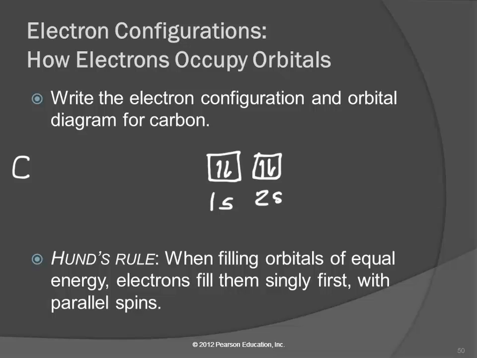And the next one was the 2p. But there were 3 orbitals, and so we draw 3 boxes. This is 2p. There's 3 of them. When the electrons go to enter these orbitals, they're going to be in an orbital by themselves if they can.